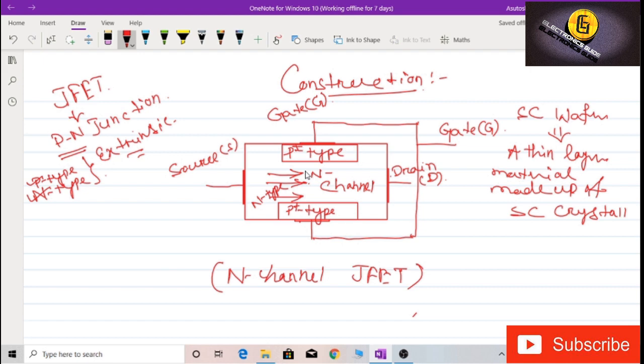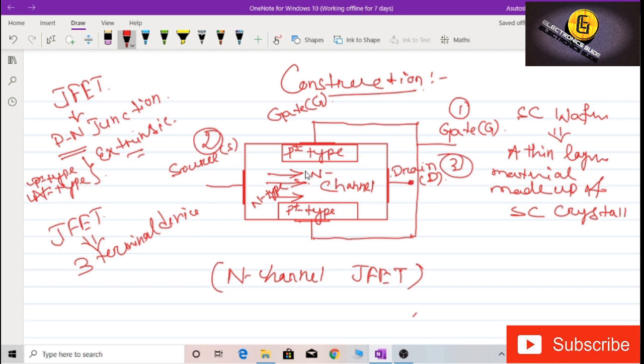So till now, we came to know that the JFET is a three-terminal device. The gate terminal is the first one. The source is the second terminal, and the drain is the third terminal. So the JFET is a three-terminal device. Terminal number one is known as gate G, terminal two is the source S, and terminal number three is the drain D.